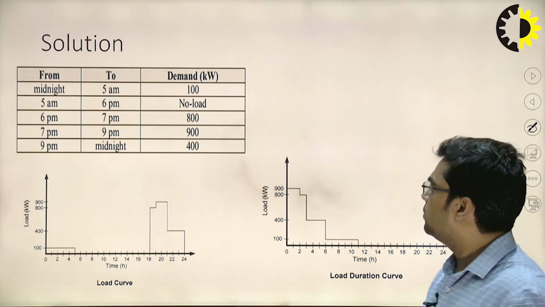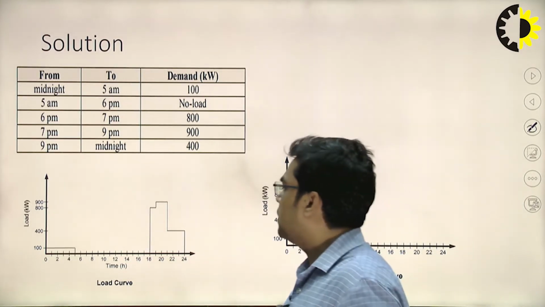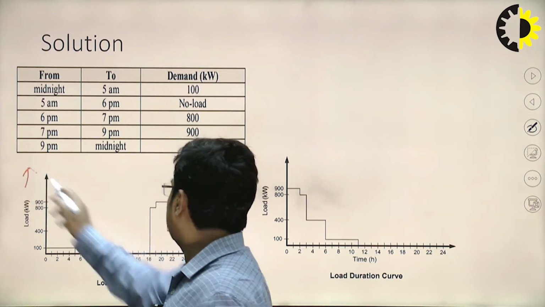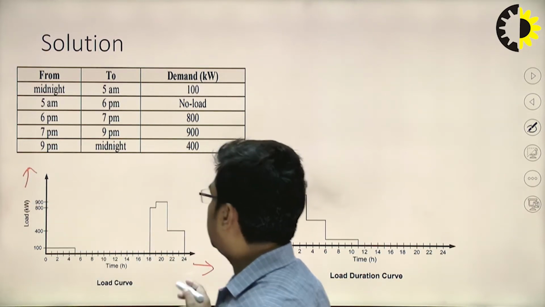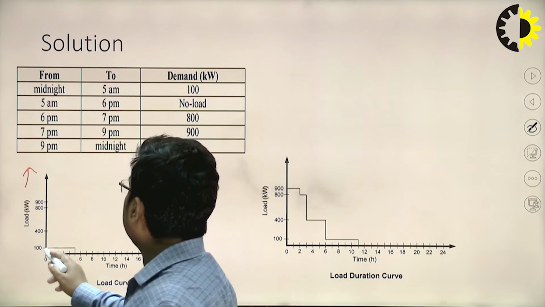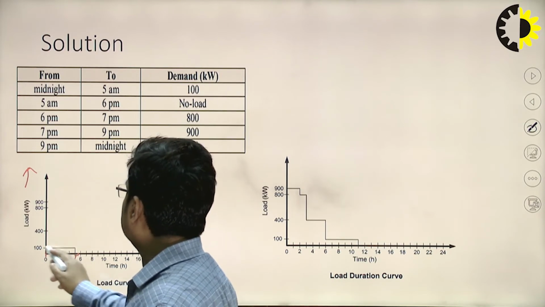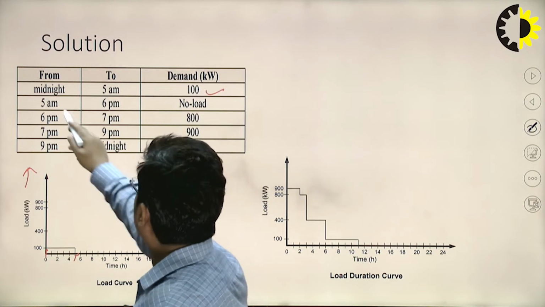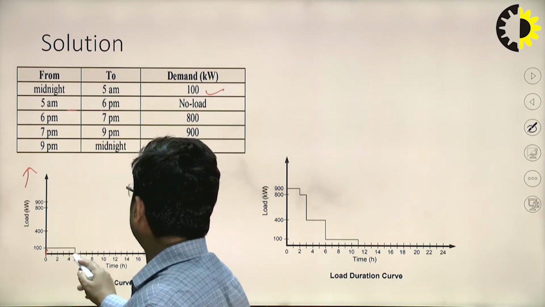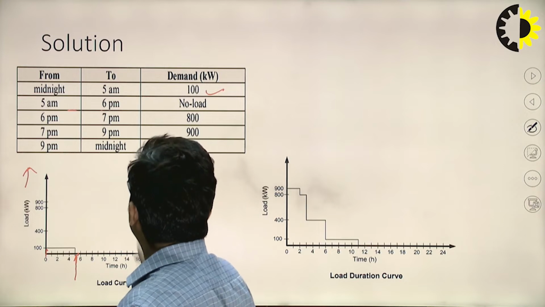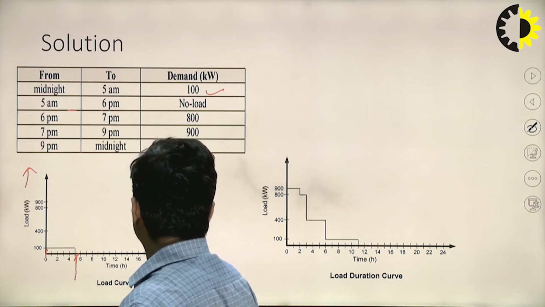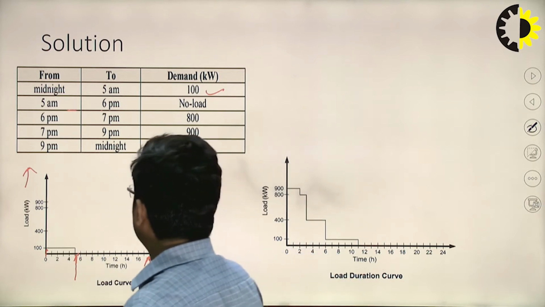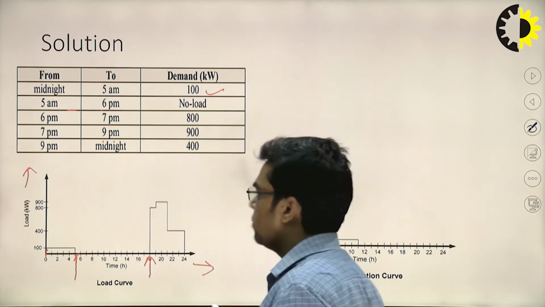First of all, based upon this data, we make a load curve, that is the variation of load with respect to time. This is the daily load curve: from midnight to 5 am it is 100 kilowatt. From 5 am to 6 pm, that is 13 hours, there is no load, though that is not possible in practice.